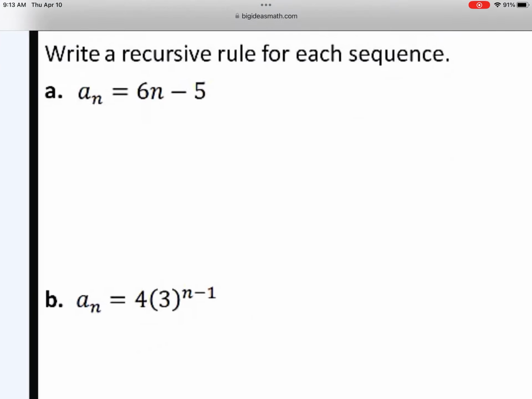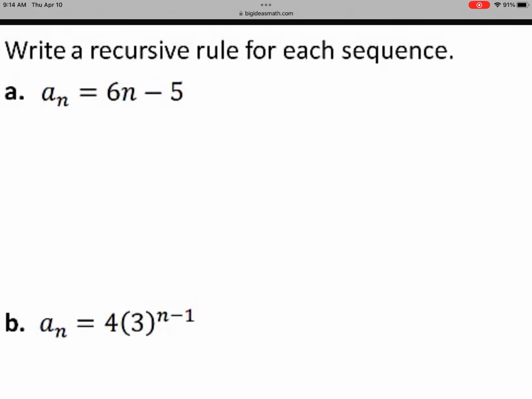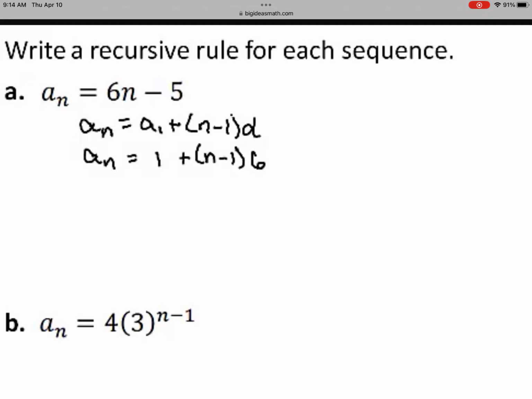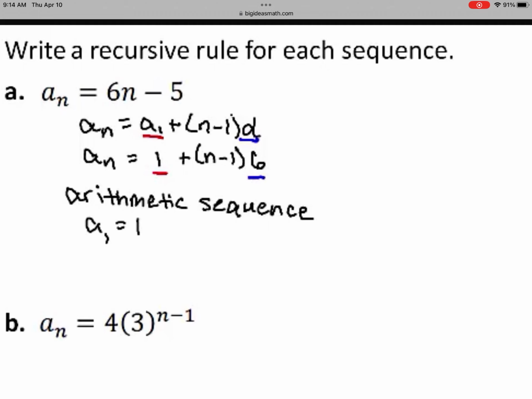Write a recursive rule for each sequence. Part A: a sub n equals 6n minus 5. Notice that the explicit rule can be written in the form a sub n equals a sub 1 plus the quantity n minus 1 times d. Rewrite the explicit rule to identify a sub 1 and d. Here a sub 1 is 1 and d is 6.